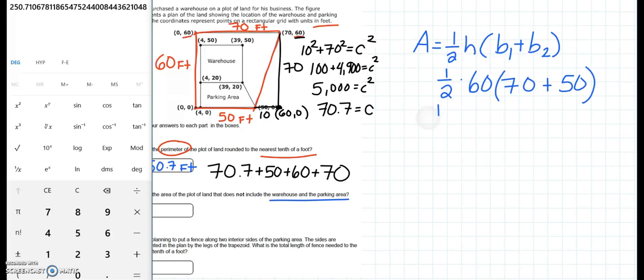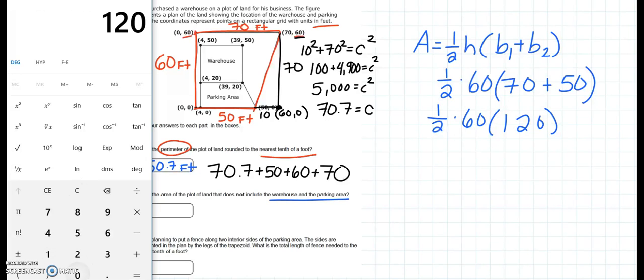All right, so I'm going to do 1/2 times 60. 70 plus 50 is 120. I'm going to multiply all that together. So 120 times 60 divided by 2.